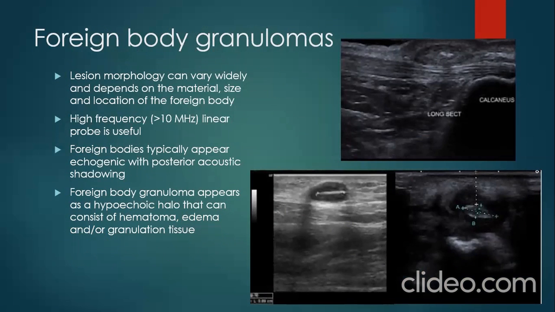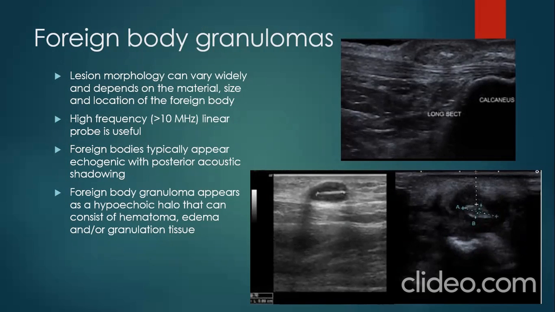Moving on to foreign body granulomas. So the appearance depends on the foreign body that we're dealing with, right? What is the material that we're dealing with? What is the size and where is it located? Usually we use the high frequency linear transducer greater than 10 megahertz. And typically the foreign bodies appear echogenic, and we get posterior acoustic shadowing posterior to the foreign body.